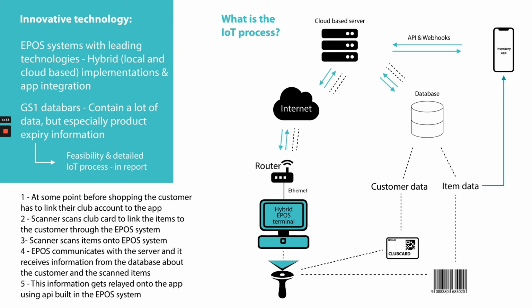But just to give you an overview of the IoT process, as you can see on the right, at some point before shopping, the customer has to link their club account to the app, and the scanner scans the club card to link the items to the customer through the EPOS system, and the scanner scans the items onto the EPOS system, and the EPOS communicates with the server, and it receives information from the database about the customer and the scanned items, and this information gets relayed onto the app using an API built into the EPOS system.